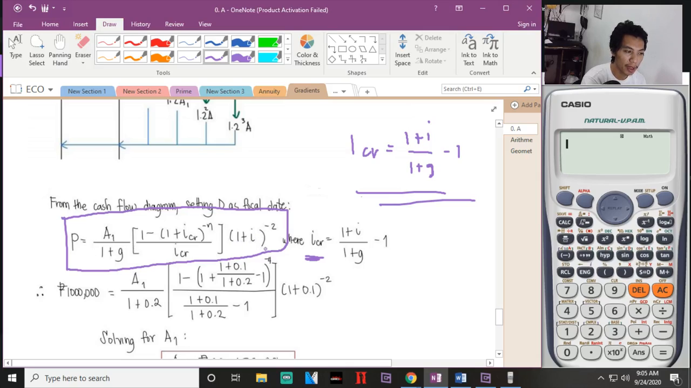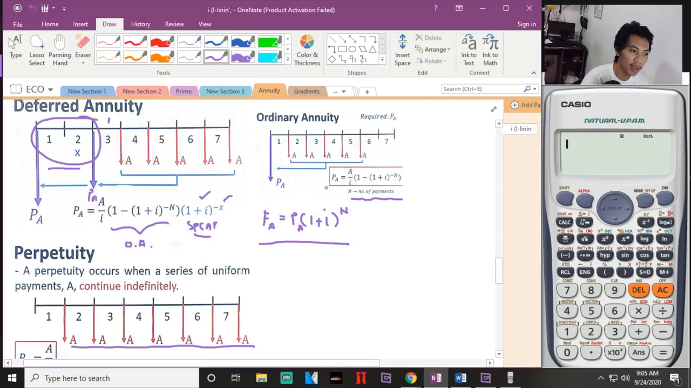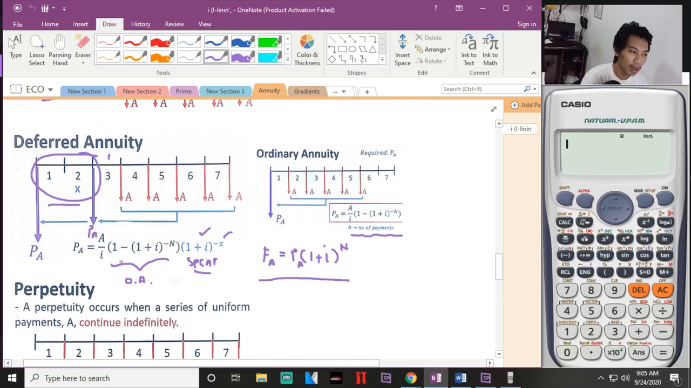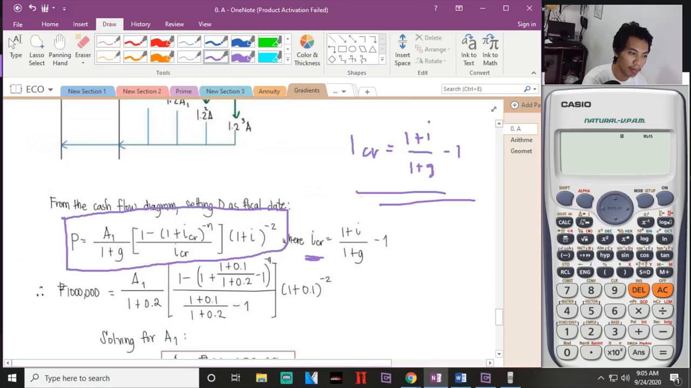Tapos may deferred period ka. Pero pag magulo sa'yo, balikan natin sa annuity. May deferment. Kaya kailangan, gagamitin mo pa rin itong deferred period. Tapos, may deferred ka, di ba? Yung deferred dito, tandaan nyo itong formula na to. Yung ordinary annuity, balik tayo sa gradient. Sorry.